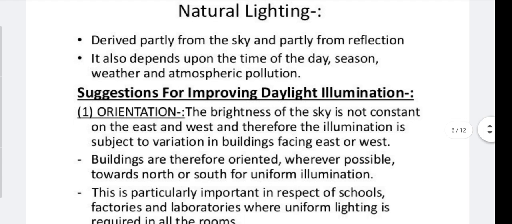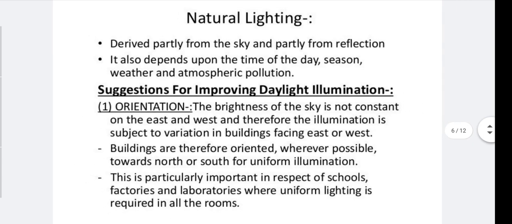So moving to the lighting, there are two types: natural lighting and artificial. First, we'll see what is natural lighting. It is derived partly from the sky and partly from reflection. It is directly by the sunlight or reflected light. It also depends upon the time of the day, season, weather, and atmospheric pollution. There are certain suggestions for the improvement of daylight illumination.